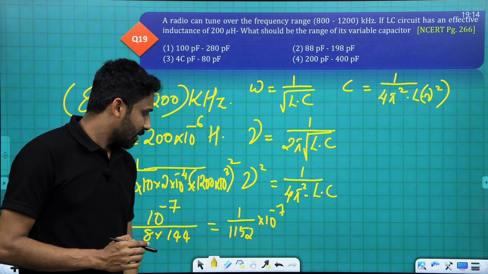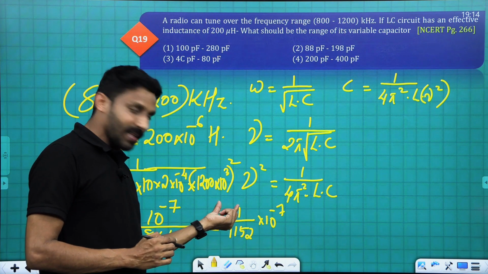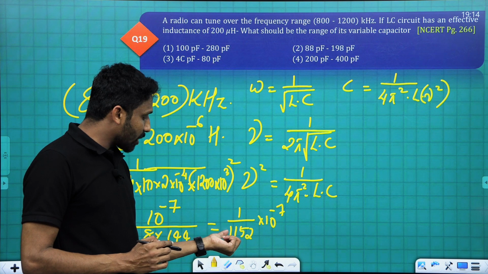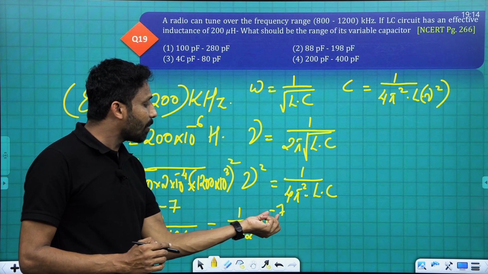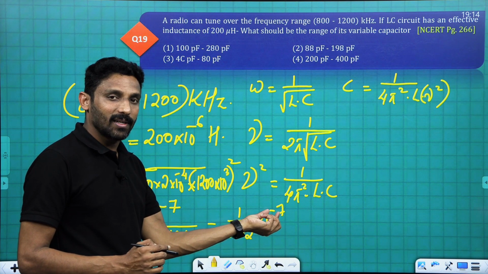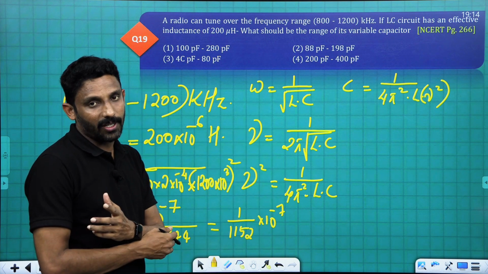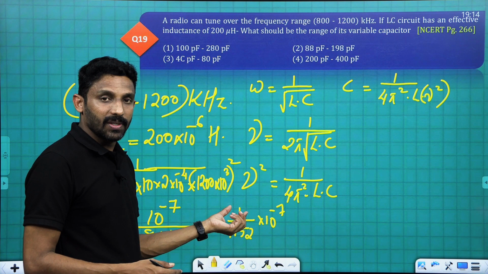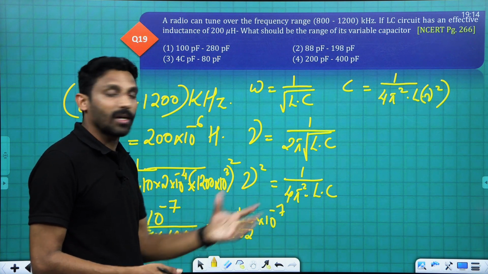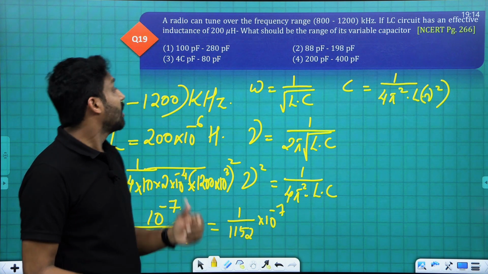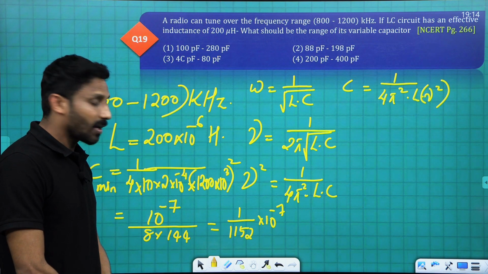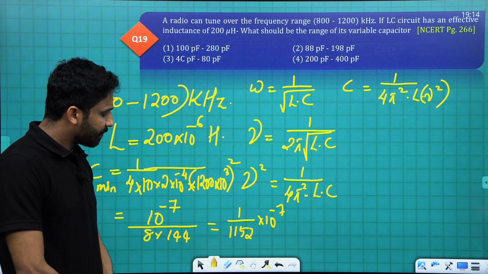Clear? Then we can take here 10,000 divided by 1152. Then here it will be 10 raised to minus 11. Otherwise we can take here 1 lakh, then it will be 10 raised to minus 12. And 10 raised to minus 12 is picofarad.